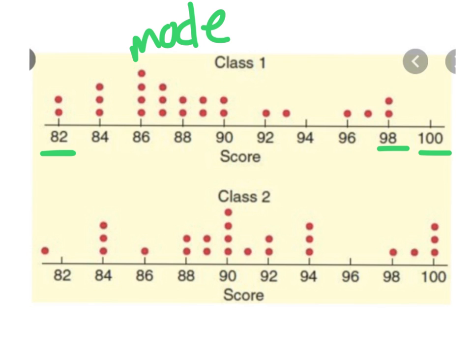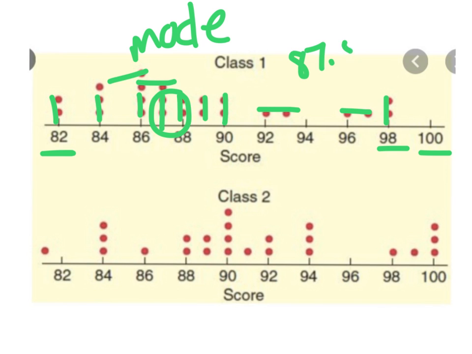Now let's find our median, that middle number. So we're going to cancel out 2 and 2, and then we're going to go 2 here, 2 here, 2 here, and 2 here, 2, 2, 2, 2, 2, 2. So this ends up being our middle set here, in between 87 and 88. So what's in between 87 and 88? 87.5 is the median for class 1. Let's do the same thing.